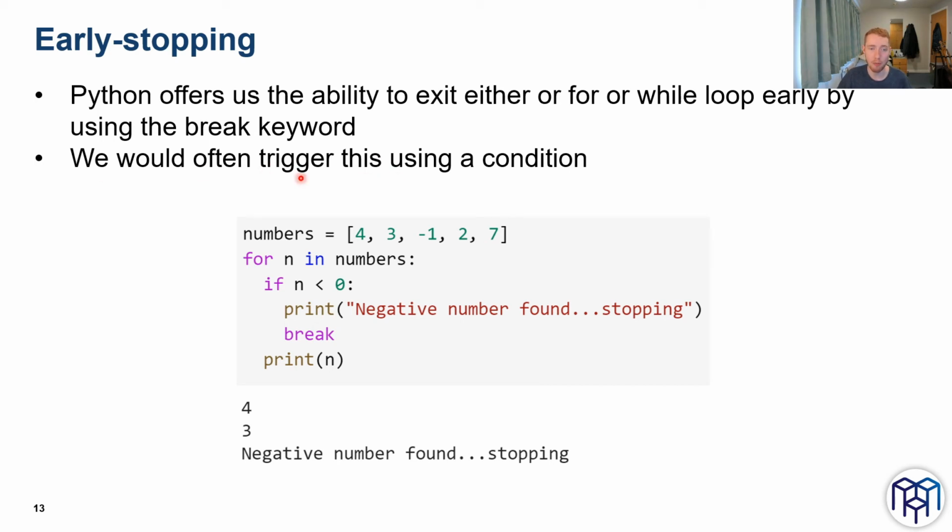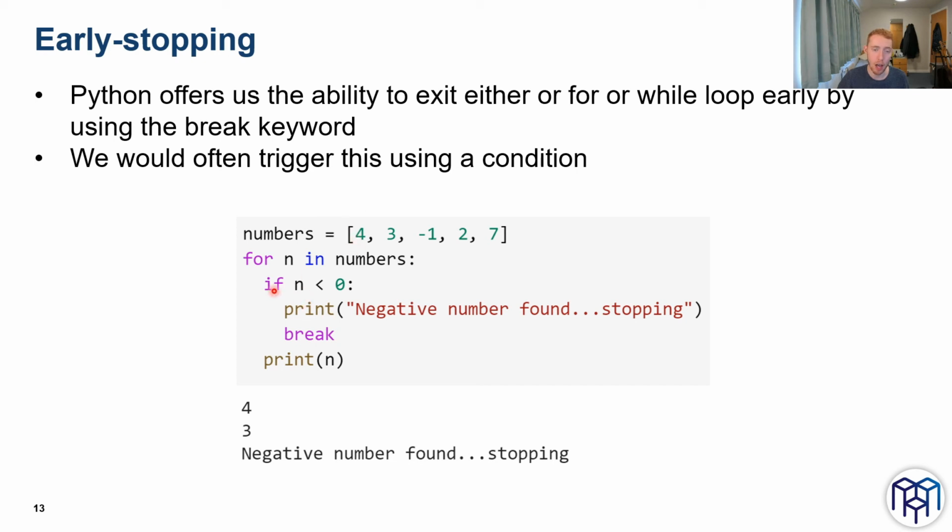So, for example, we might want to use a condition inside the for loop to trigger it stopping. Here we have a list of numbers, and we loop through each of these. And if the number is less than 0, then we print out a little error message saying a negative number was found, we're going to stop. And then we use this break keyword. What that means is stop the whole loop and carry on from after the loop once all the indenting is finished.